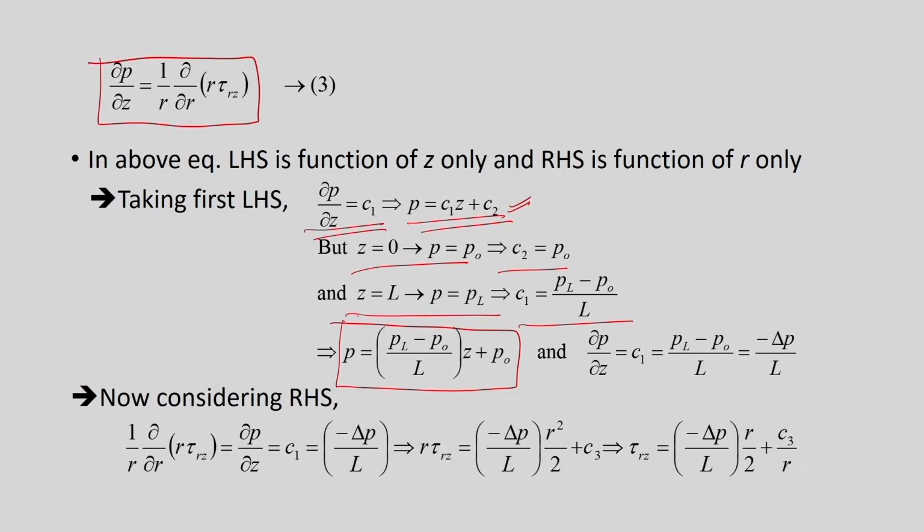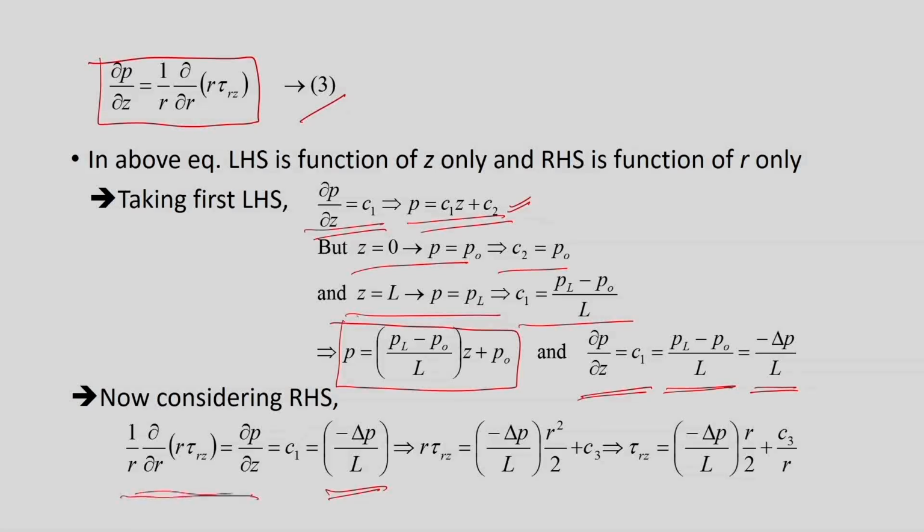showing linear pressure distribution. So ∂P/∂z is equal to C1, and C1 is equal to (PL minus P0) by L, that we can write as minus of (P0 minus PL) by L, that is minus delta P by L. So in equation number 3, ∂P/∂z you can replace by minus delta P by L, and then solve the RHS of that equation 3 to get the tau rz information.